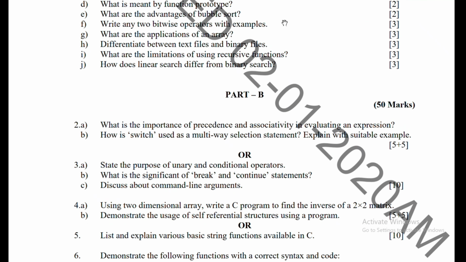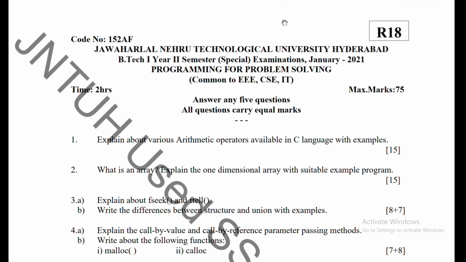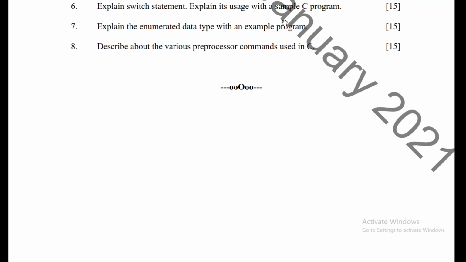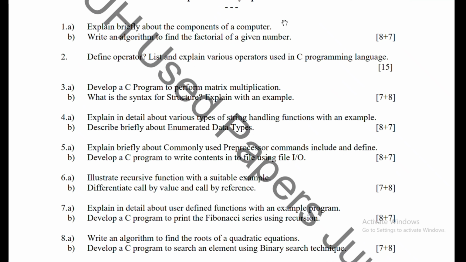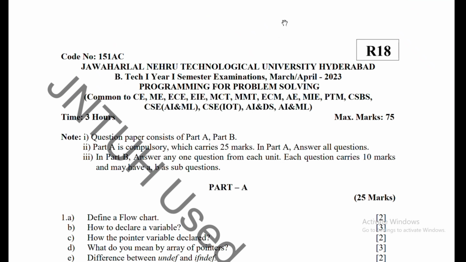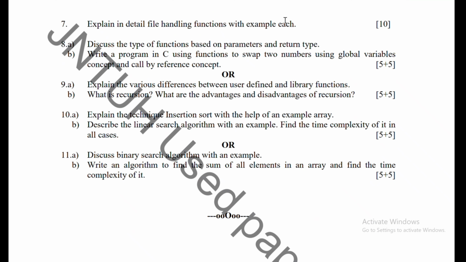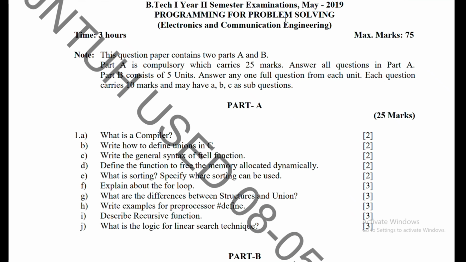This paper is structured to test your problem solving skills, so understanding the concepts of C programming, algorithms, and flowcharts is crucial. Make sure to focus on sections like loops, arrays, and pointers, as these are often recurring topics. Remember, practicing all those questions will boost your confidence and time management during the exam.